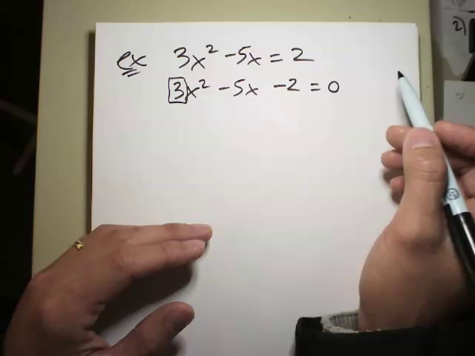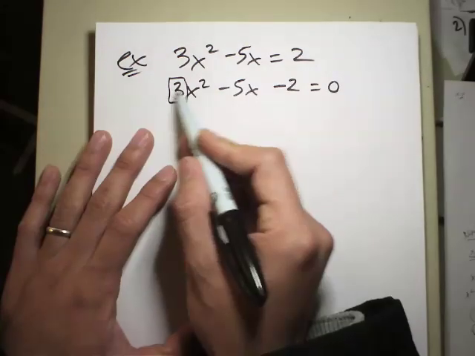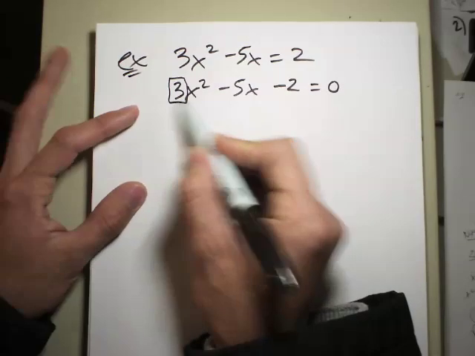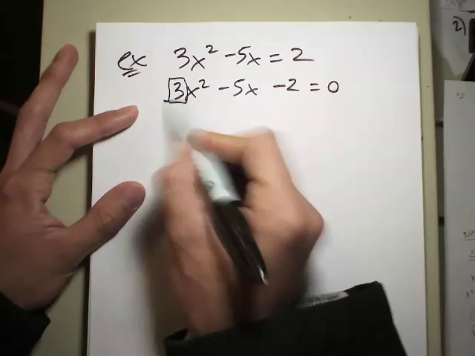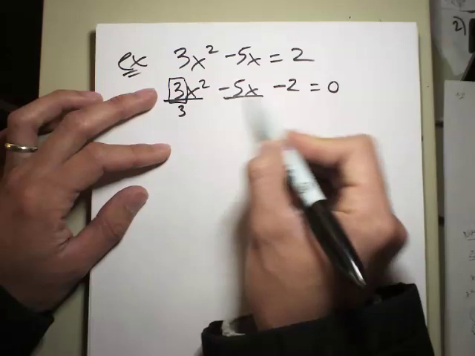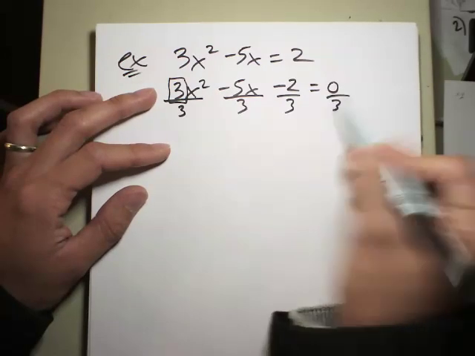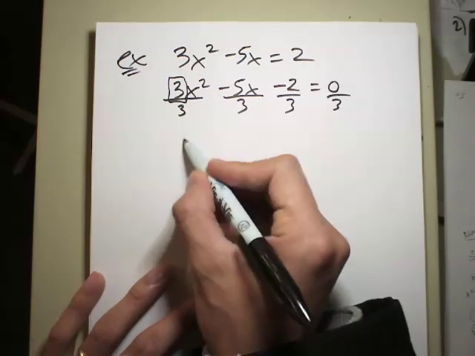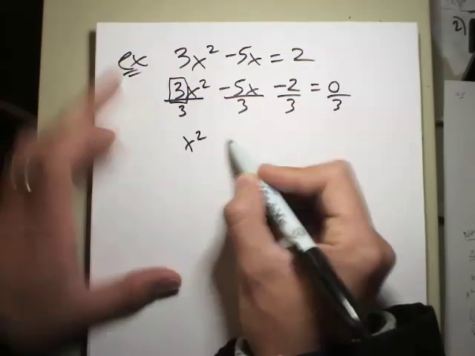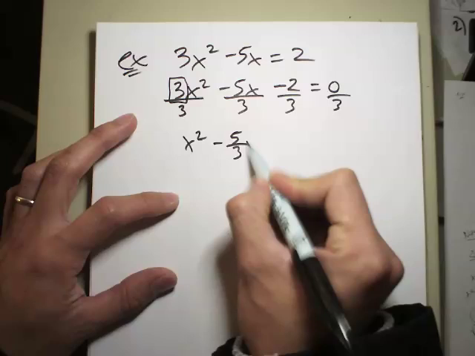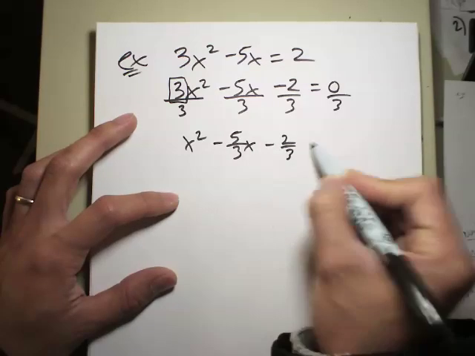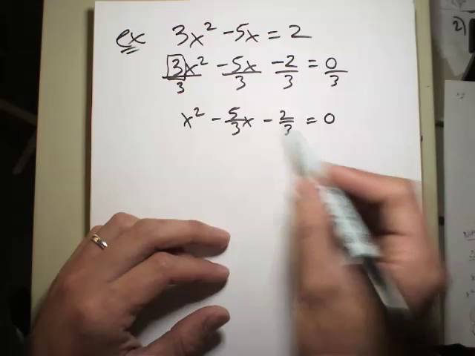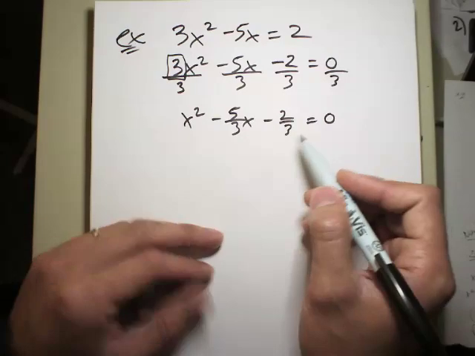Then what you do is you have to make this into a 1, and the only way to make it into a 1 is by dividing by itself. But don't forget that because this is an equation, if you divide it by itself on one side, you have to divide every single term by that same coefficient. So what you end up with is x squared, because 3 divided by 3 is 1, minus 5/3 x minus 2/3 equal to 0.